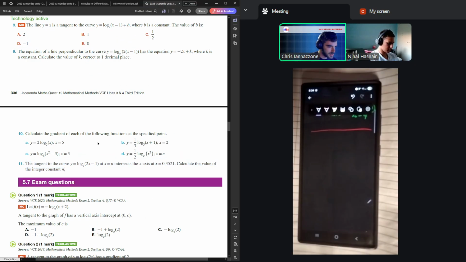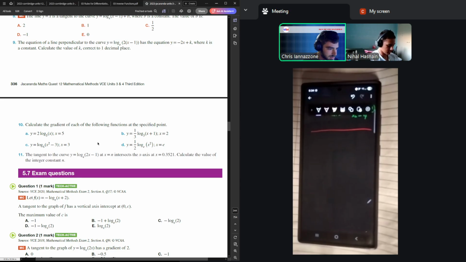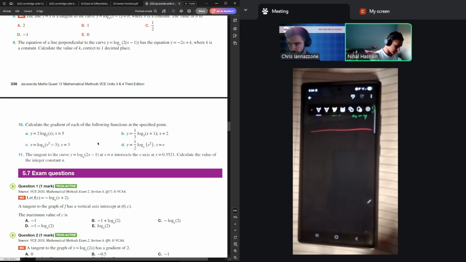The tangent to the curve at x equals n intersects at there. Calculate n. So basically it asks where should I take this tangent such that the tangent will cut at x equals that? Yeah, I did solve it, but I did overthink it quite a bit. So the solution is all over the place. I did get the right solution, but it was just kind of messy.